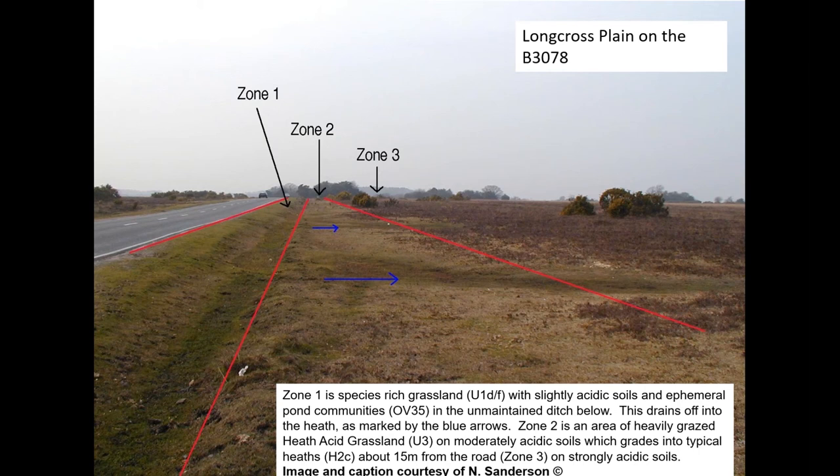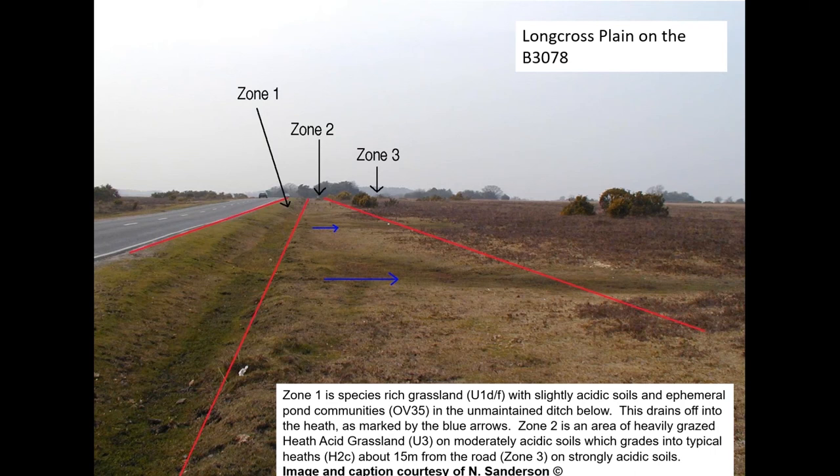This is just another fairly minor forest road, the B3078, just to the north of the A31 in the forest. This was looked at by the local expert, Neil Sanderson, who we've done quite a lot of work with in the past. You get a similar zonation pattern along the roads, but it varies according to all sorts of factors. So in zone one here, you've got species-rich acid grassland. And it's quite important to note that it's species-rich and these sorts of areas can contain species of conservation importance, things like wild chamomile, for example, and lesser butterfly orchid. So you've got to be very careful before you just dismiss that as damage, because there's a lot of interest there.